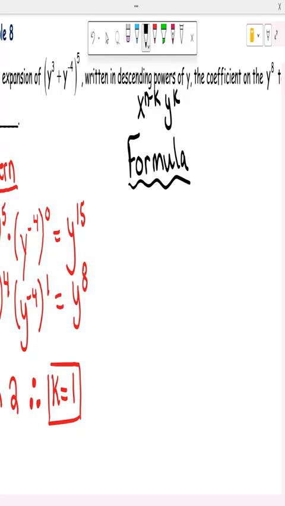So the first term is y to the power of 3. And that is raised to the n minus k. So what is n again? 5 minus k, times the second part of that formula, which is what's in the second position. So the second term, ignoring the coefficient. In the second term, I have a y to the negative 4, but that has to be multiplied by k. And I need this to equal y to the 8.